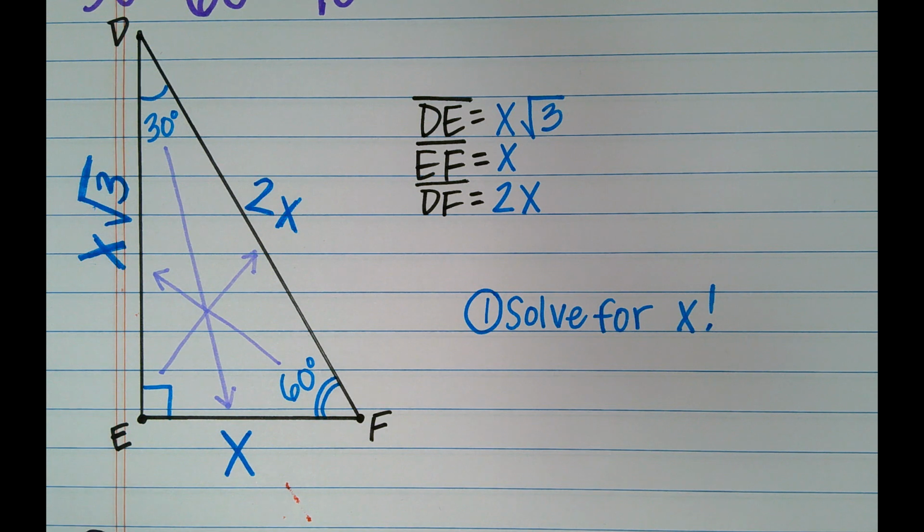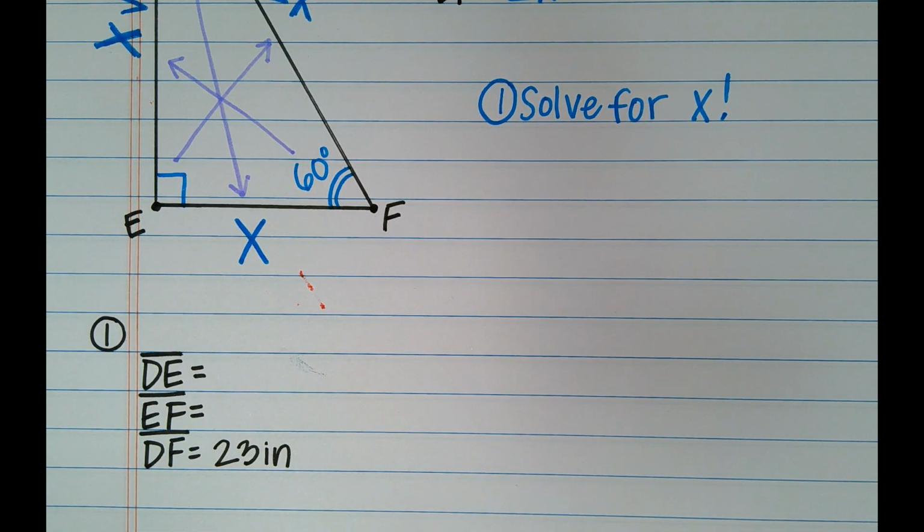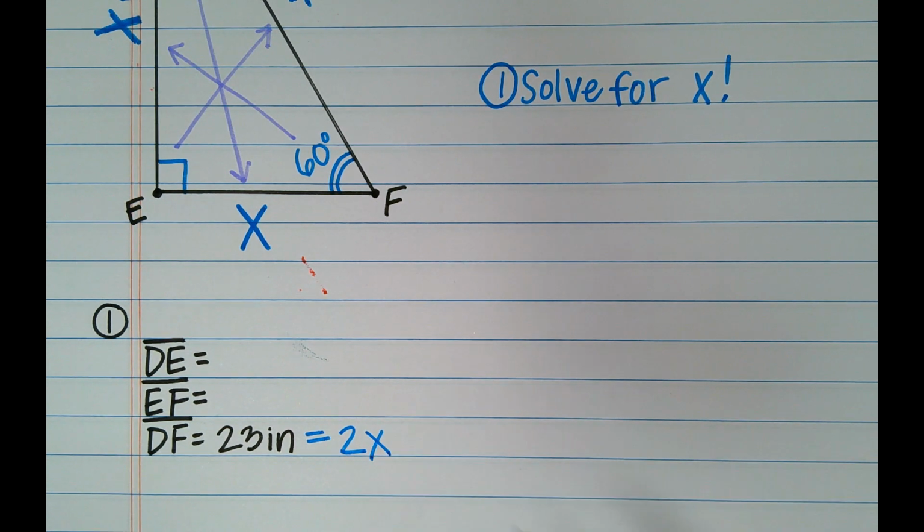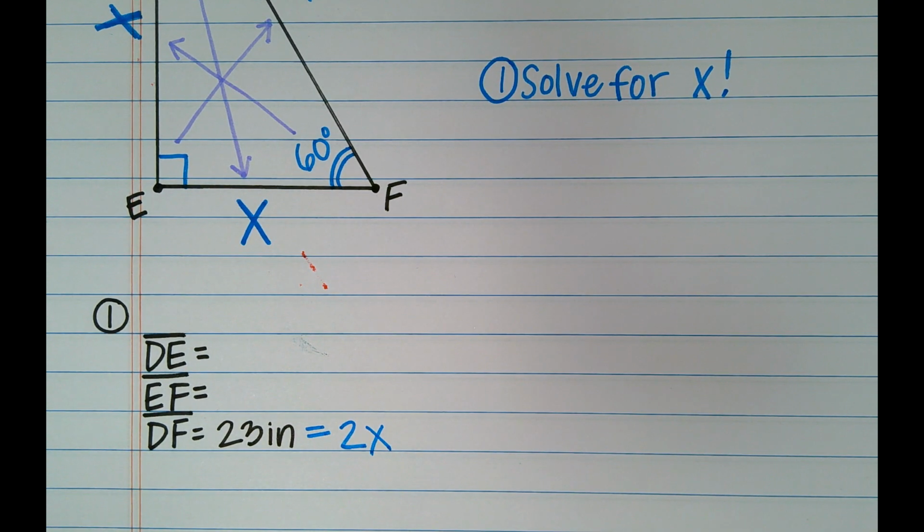So if D to F is equal to 2x and D to F is equal to 23, how are 23 and 2x related to each other? They're the same. So they are equal. Good. So what equation can I write? 23 equals 2x. Good.